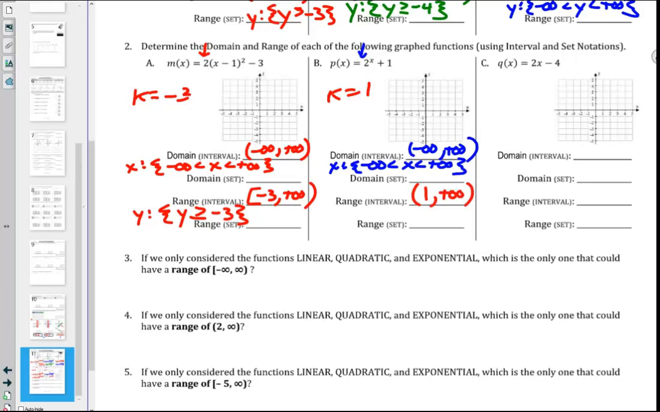How would I write this in set notation? y is greater than 1. Not greater than or equal to, greater than 1, because you can't touch the asymptote.